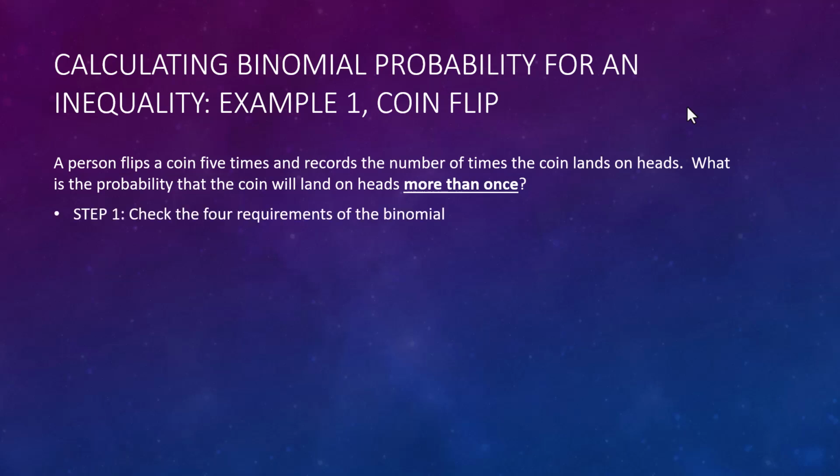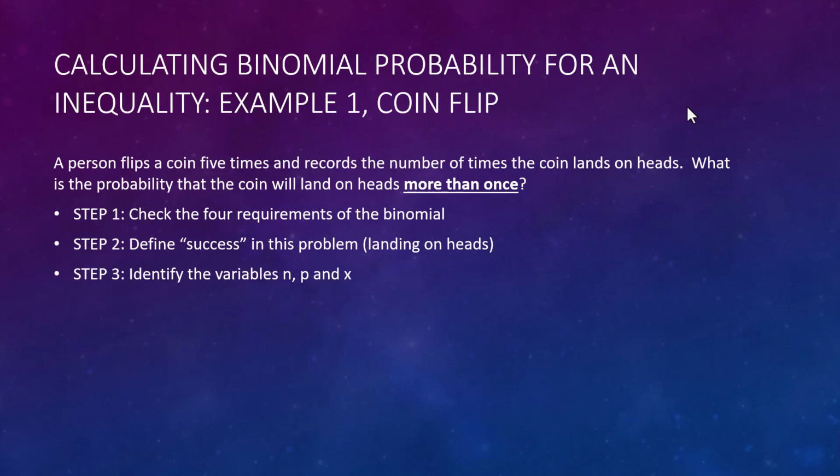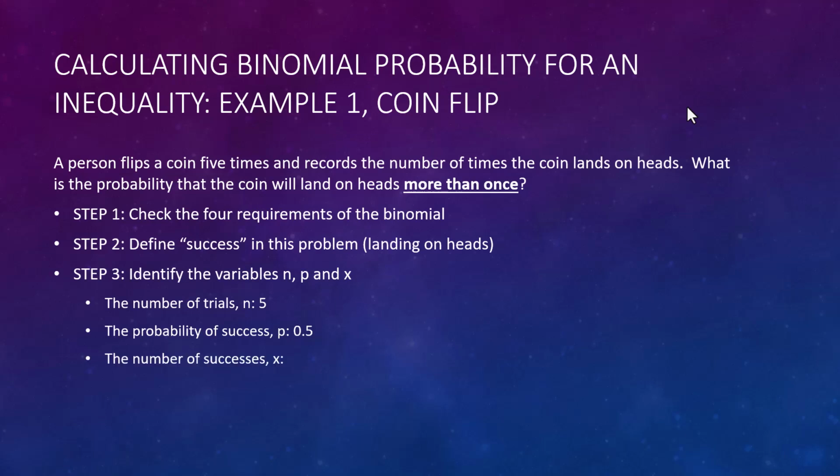Step 1, remember, is to check the 4 requirements of the binomial. Then we have to define success. Well, in this problem, we're talking about a coin landing on heads, so we will define success as getting heads in the coin flip. Then we have to identify n, p, and x. So remember, the number of trials is 5, so n is 5. The probability of success, meaning the probability of getting heads on a fair coin when I flip it, is 0.5 or 1/2. But what about the number of successes? This is where it gets tricky. How can I write that not x equals 1, but x is more than 1? Well, I have to use the inequality sign greater than. So I would say x is greater than 1.